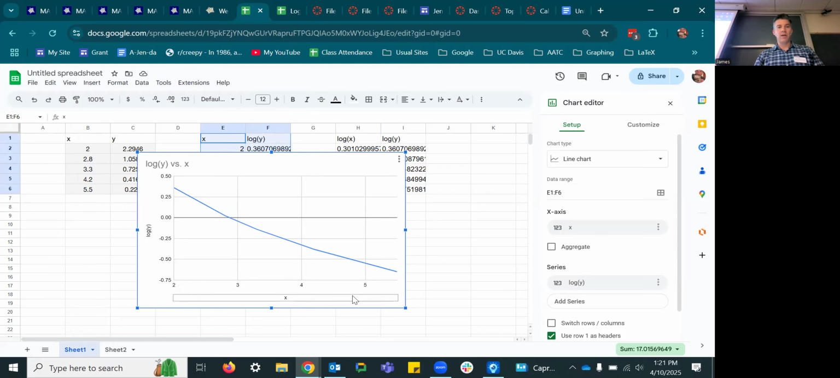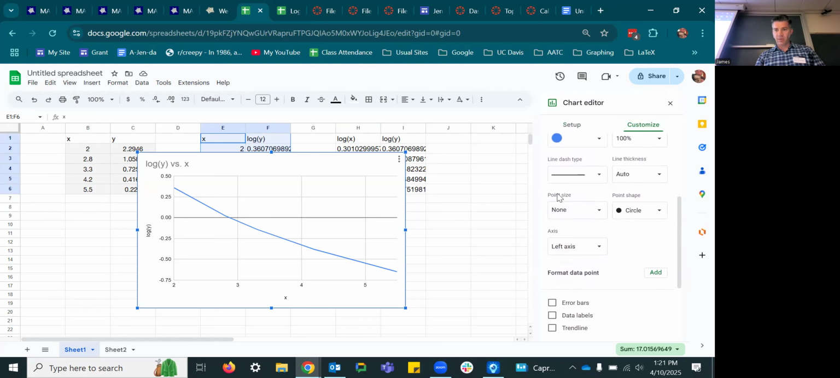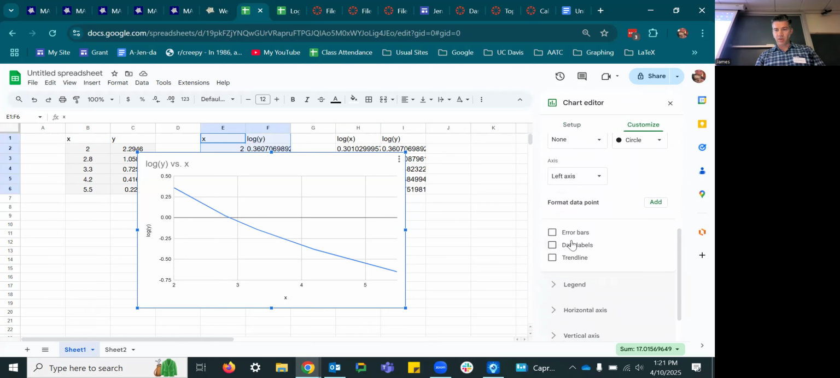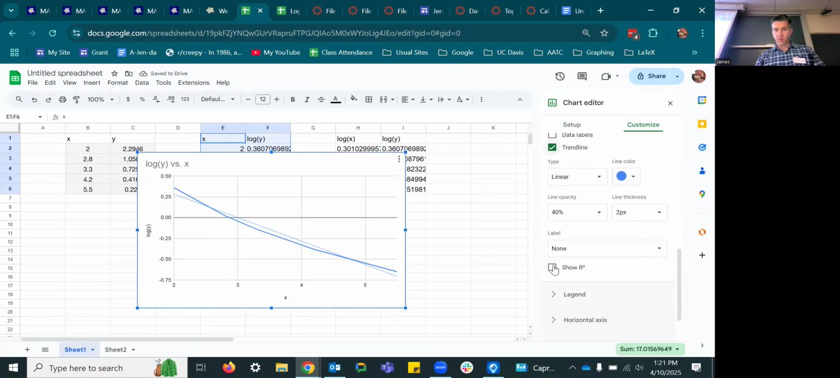And then you want to know, well, how good is this? So here's what you do. You go over here and customize, you go down to series, and you do a couple things. You want to include the trend line, and then you want to show R squared.